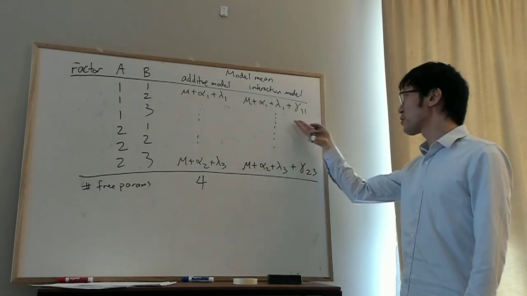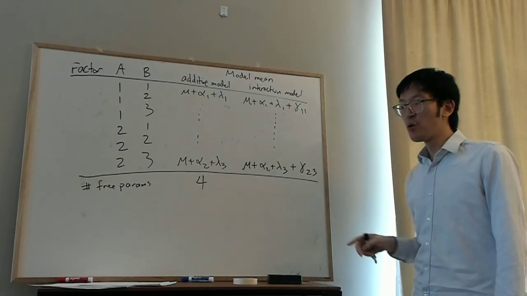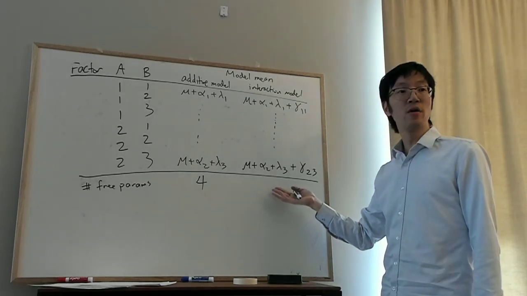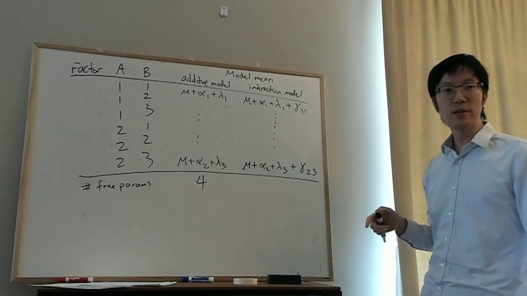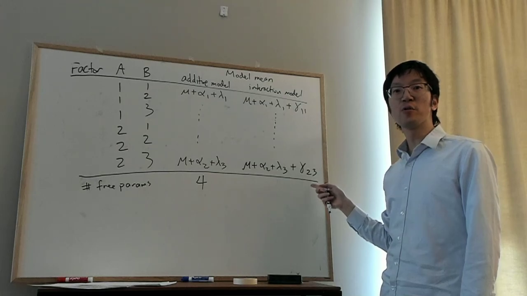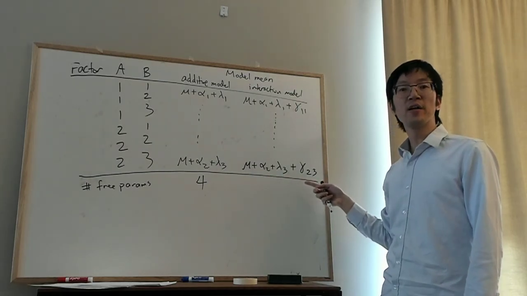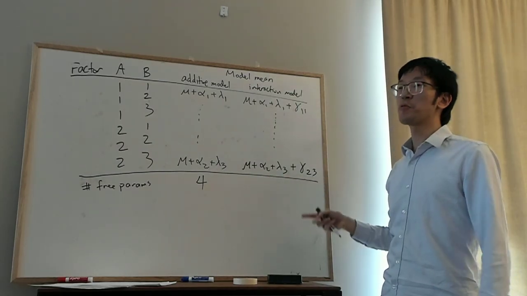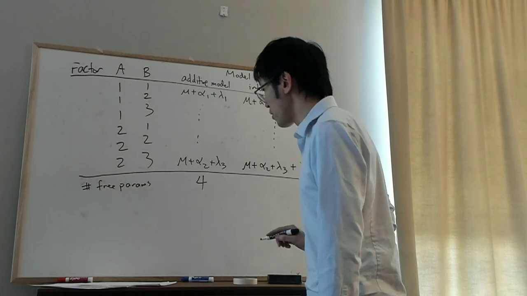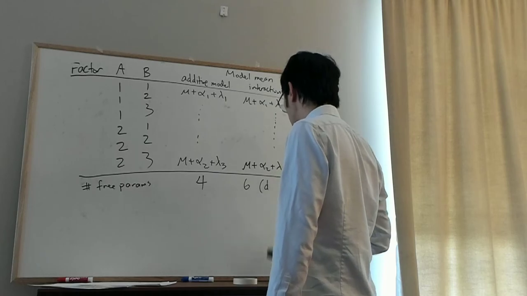Now this one looks like there's a lot of parameters. There are two alphas, three lambdas, and then six gammas. But there are actually a lot of constraints, and we don't need to count explicitly. The reason is, as I was describing, this interaction model is simply another way of expressing the model with T treatments. So this has the same number of free parameters as the model with tau 1 to tau 6. We already know the answer: there are six free parameters altogether in this model.